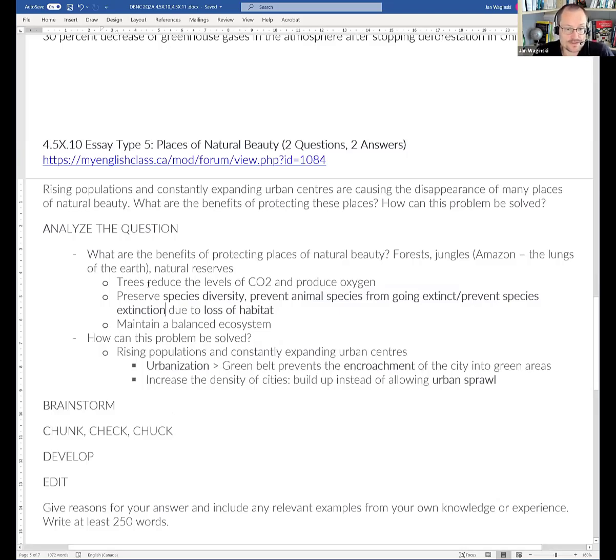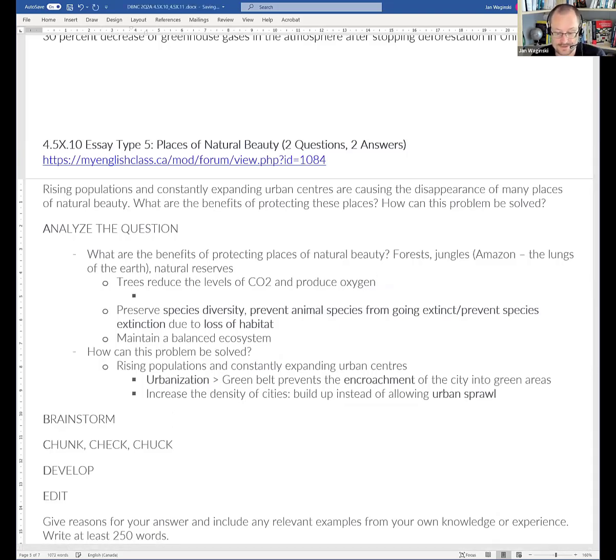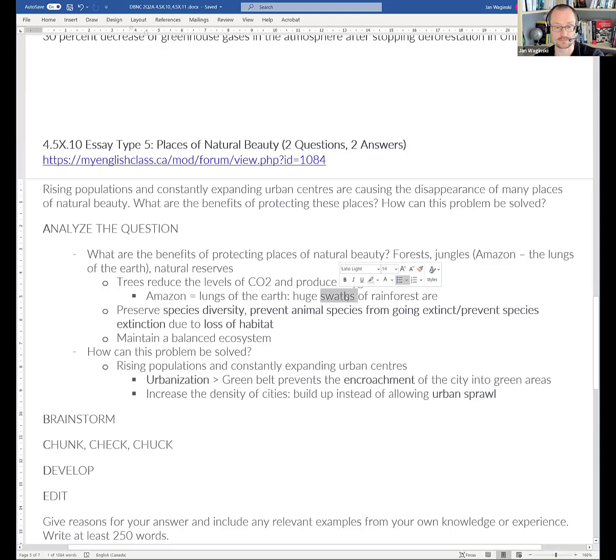Okay, we need some examples. Trees reduce the levels of CO2 and produce oxygen. So I mentioned Amazon. Amazon equals lungs of the earth. Now, what is happening to the Amazon? Swath is a good word that goes together with land. Huge swath of land, huge swath of forest, huge swath of rainforest.